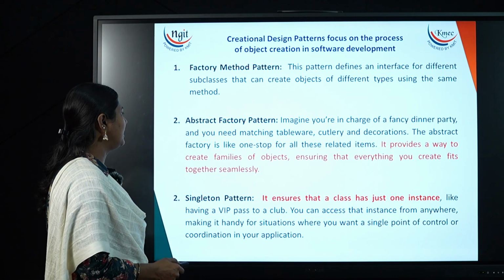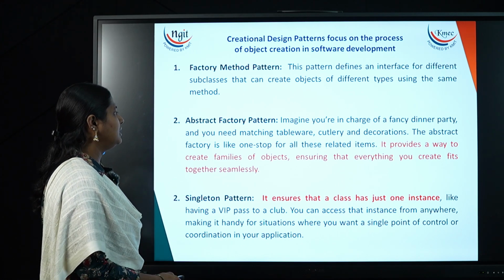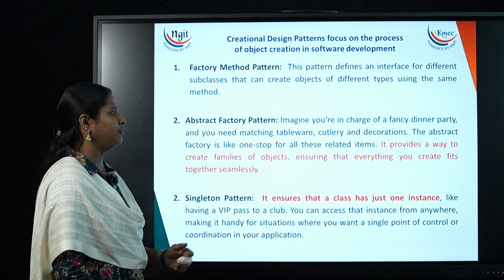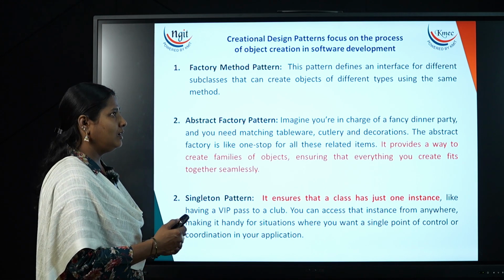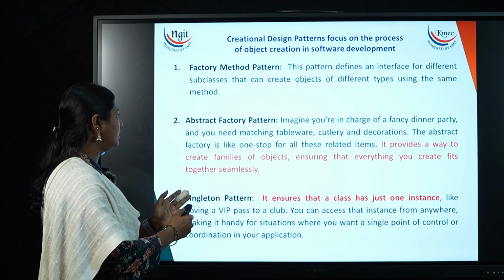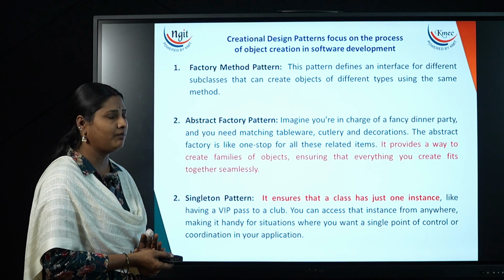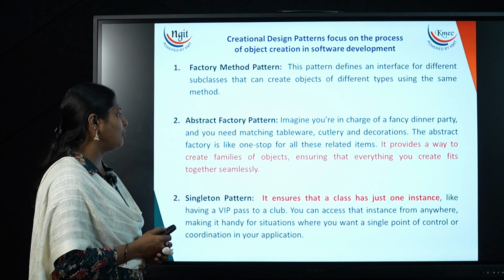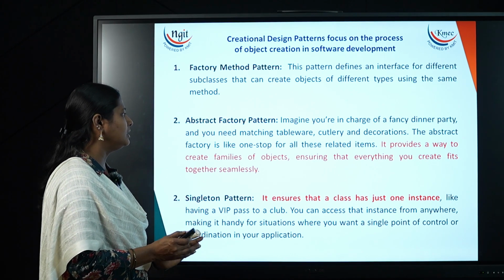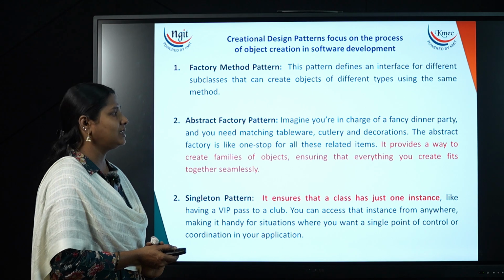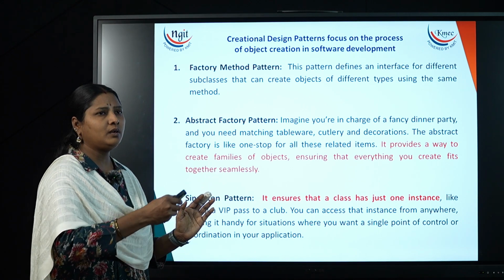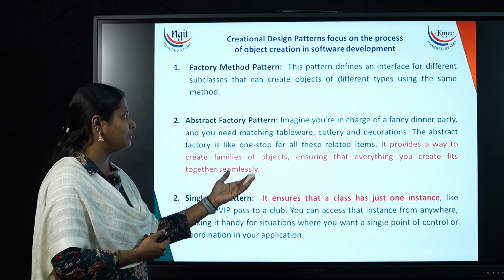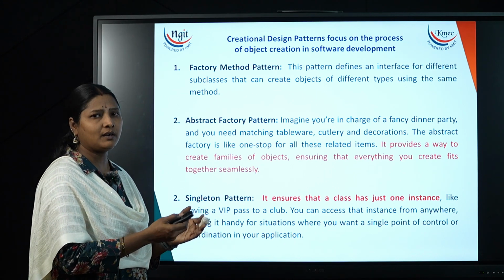Coming to the second one, the abstract factory pattern. For example, imagine that you are in charge of a fancy dinner party, and you need to manage everything, like matching the tableware as well as the curtains and decorations. This abstract factory is like a one-stop shop for all these related items. There is no need to go to different locations to collect the elements related to a party or function. Everything can be collected from a single person.